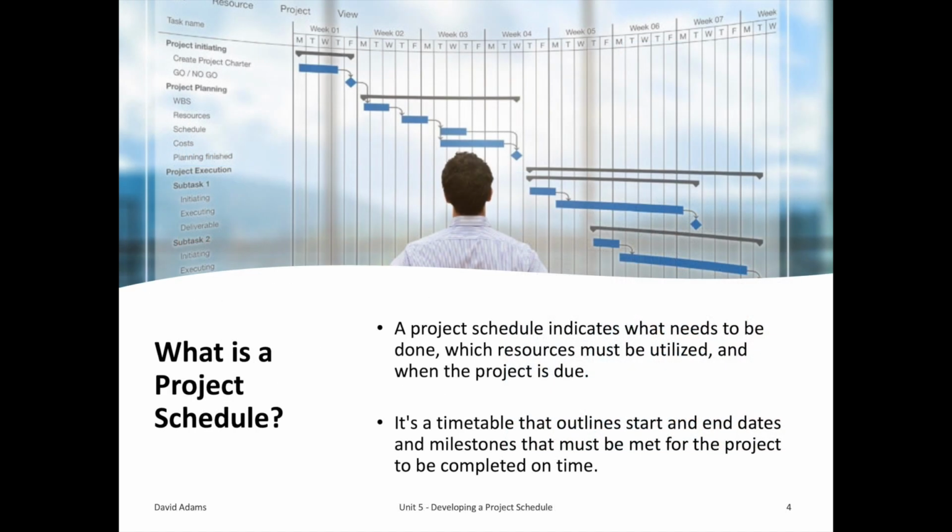So what is a project schedule? It's basically a timetable that outlines the start and end dates both for milestones, tasks, as well as the overall project. It is an important part for a project manager to do this so we can manage the triple constraint, that is, managing cost, time, and scope.